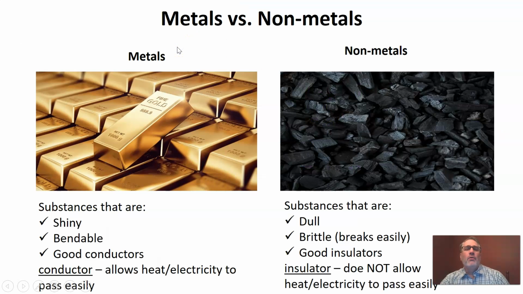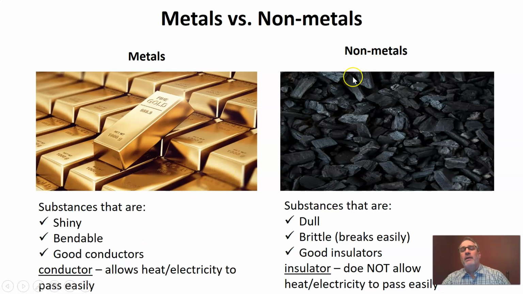So when we talk about the periodic table, we also have to talk about metals and nonmetals. Let me first define what I mean by metal and nonmetal. Metals are things that you're already familiar with. Metals are substances that are shiny, they are bendable, so they can be bent without breaking, and often they're good conductors. When I say conductor, hopefully you remember this from something you've learned before. A conductor is just any substance that allows heat and electricity to pass through it very easily. So these three qualities very well describe what metals are.